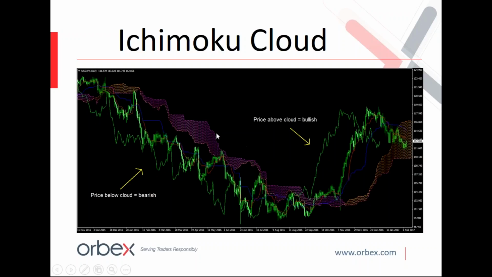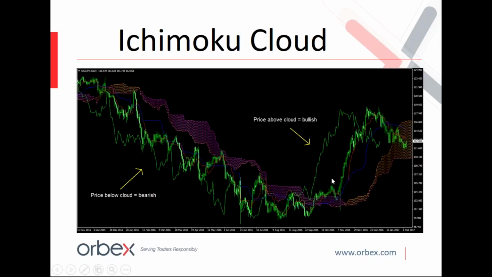So as you can see here on the chart, the cloud is shown in pink and orange, okay? So this shaded area on the chart is the cloud. So the first thing to note is that when price is below the cloud, as we can see here, this is classed as bearish.